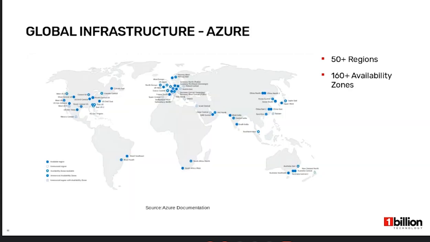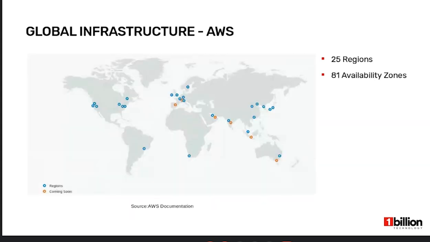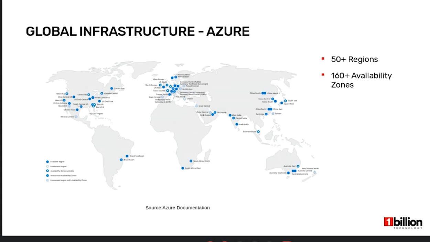If you compare these two, you can see Azure has almost double the regions of AWS. I tried my best to get the exact number, but apparently the numbers are missing from the site. So these are rough figures from around 5 to 6 months ago. This number could have changed, but I was not able to get the right numbers. But very surprisingly, infrastructure-wise, Azure has more regions and more availability zones.